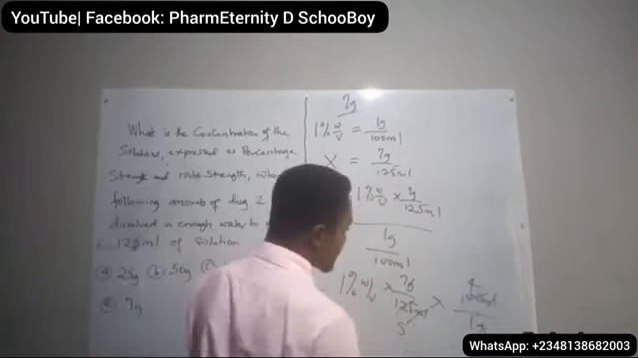So you now have 1.4 times 4. Let's go: 4 times 4 is 16. Put down the 6 and carry the 1. 4 times 1 is 4, plus 1 is 5. Bring in the point. So 1.4 times 4 is 5.6. So we now have 5.6 times 1% weight per volume. And this will now give us what?